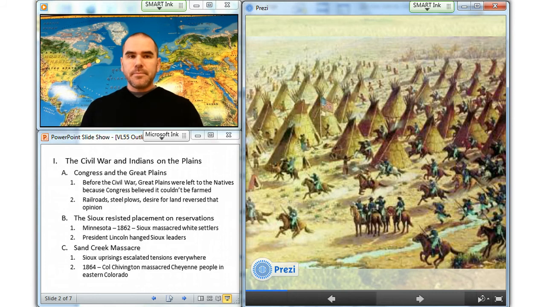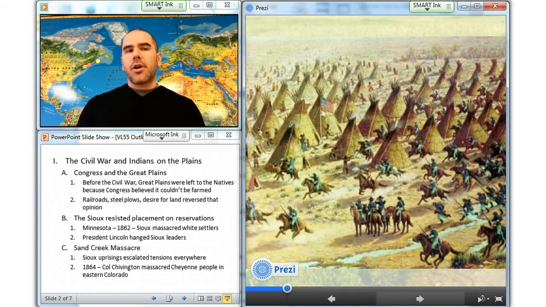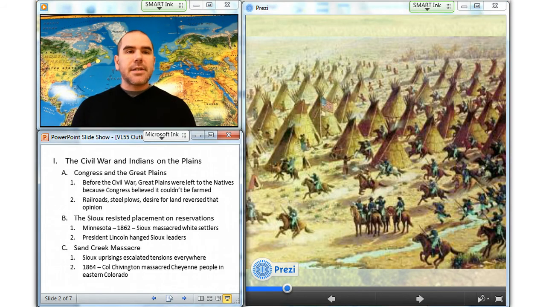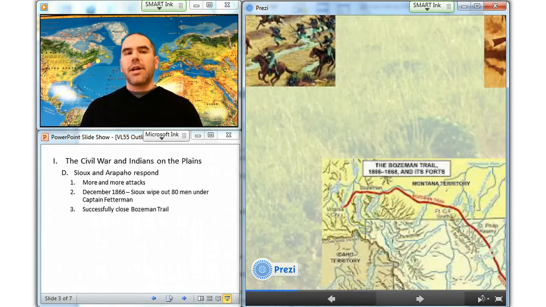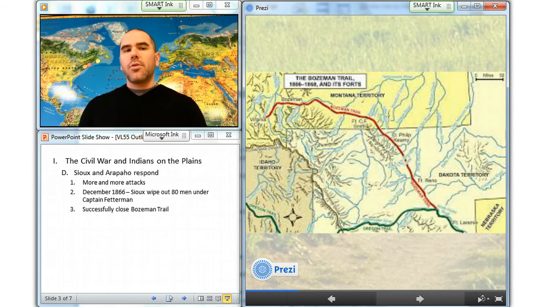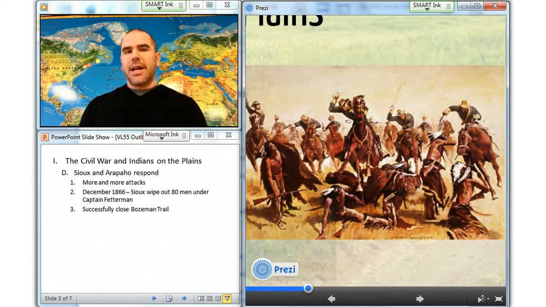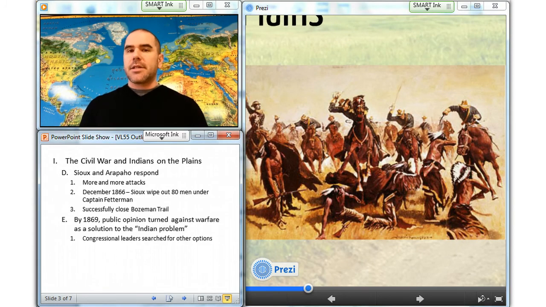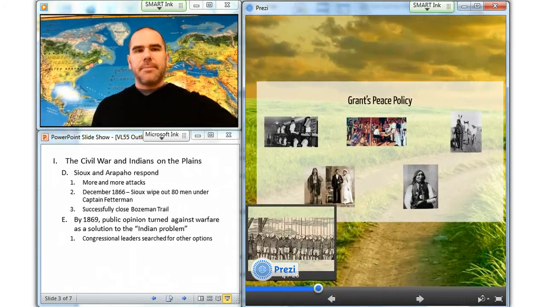In 1864, Colonel Chivington led his troops to commit the Sand Creek Massacre of Cheyenne in eastern Colorado. The Sioux and Arapaho responded with more attacks. In December of 1866, the Sioux wiped out 80 men under Captain Fetterman and successfully closed the Bozeman Trail. By 1869, public opinion had turned against warfare as an effective means to subdue Indian tribes. Congressional leaders searched for other options to deal with this, quote, Indian problem. So let's look at that. Let's look at Grant's peace policy.